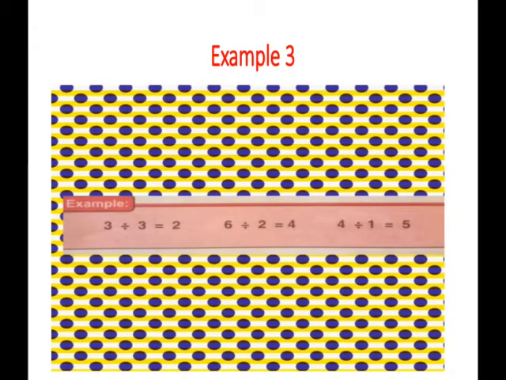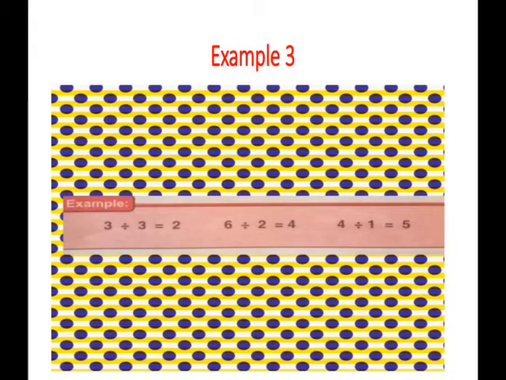Alright, example 3. 3 divided by 3 equals 2. That is not correct. Someone may say 3 divided by 3 should be 1. 6 divided by 2 should be 3. 4 divided by 1 should be 4. But we are getting something different. Hello, kid, this is simply a code.